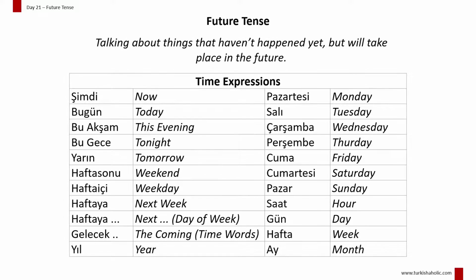Okay then, let's learn the future tense. In today's lecture, we will learn the last tense for this lecture series, the future tense. We use the future tense to talk about things that haven't happened yet but will take place in the future. We usually use certain time expressions to further amplify the meaning of the future tense by adding the below words in the chart.